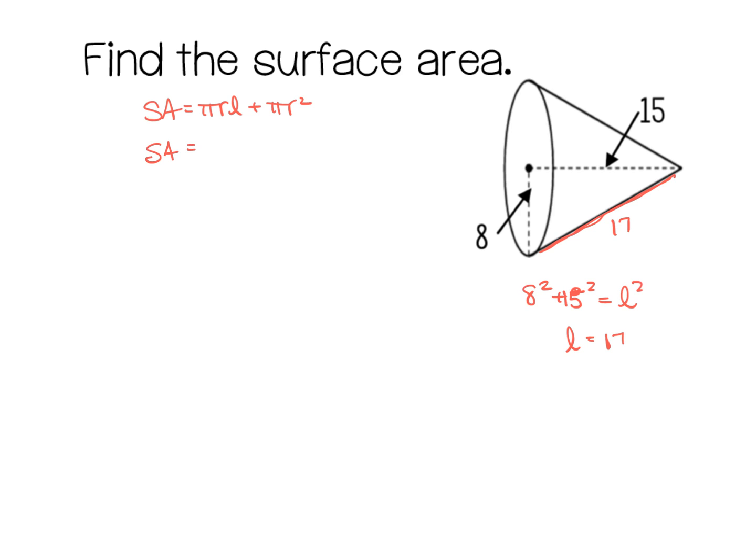So now we actually have all of our components. The surface area equals pi times my radius is 8, my slant height is 17, plus pi times 8 squared. So we have 8 times 17, which gives me 136. So 136 pi plus 64 pi gives me a total of 200 pi square units.